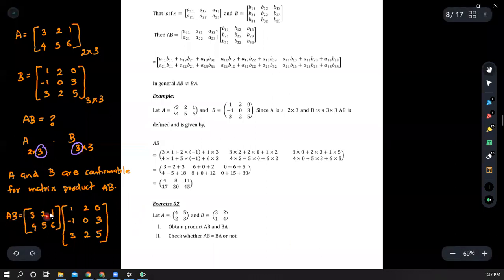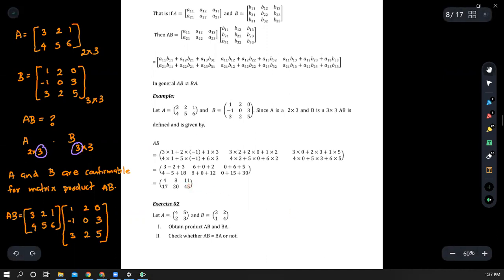Therefore, multiplication of these two matrices results in the answer 4, 8, 11, 17, 20, and 45. In one of the previous sessions, we discussed scalar multiplication. Now you can see the difference between scalar multiplication and matrix multiplication. In scalar multiplication, we multiplied each and every element of the given matrix by the given scalar. But when we are multiplying two matrices, it is a different concept compared to the scalar multiplication of matrices.